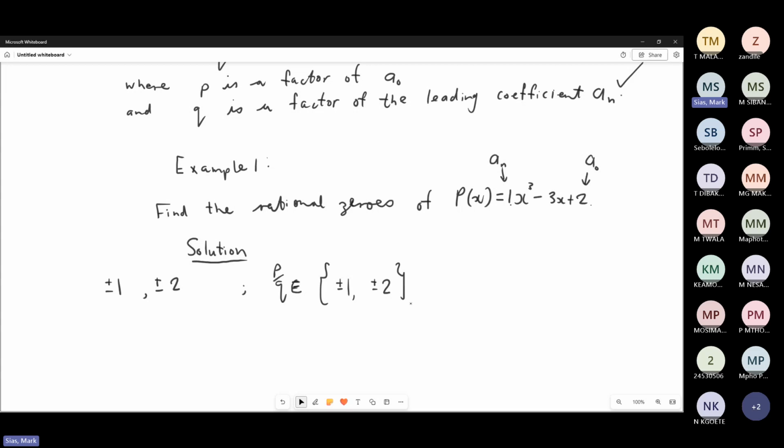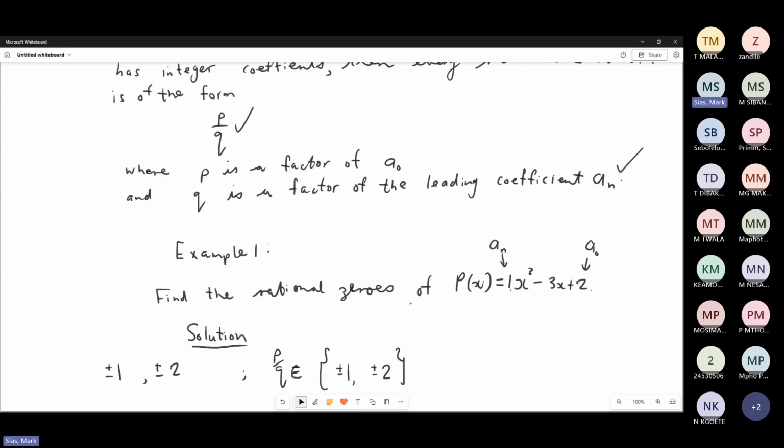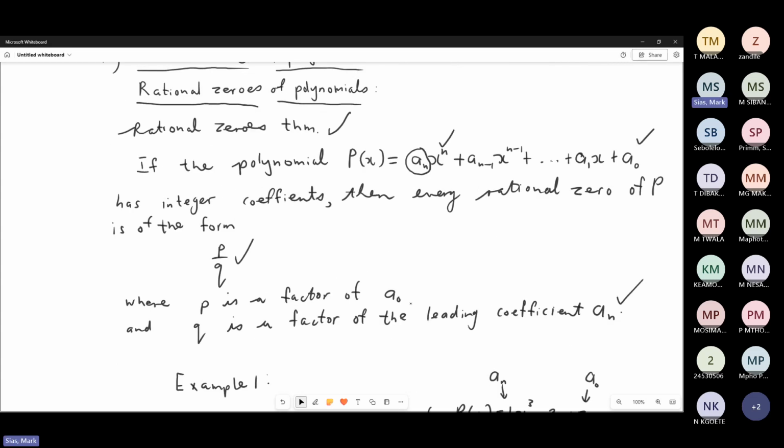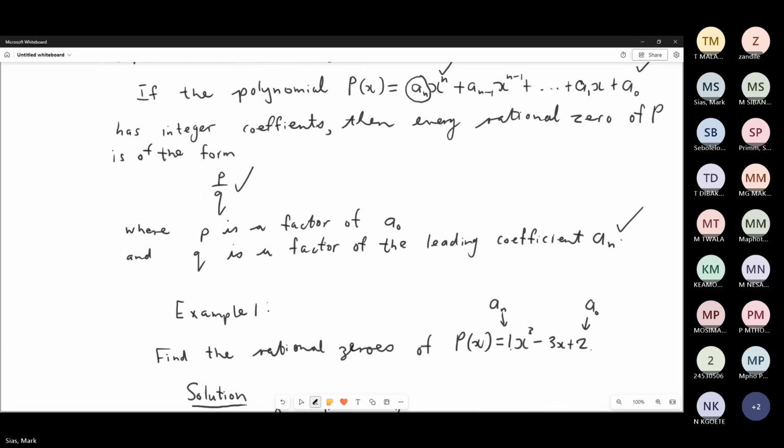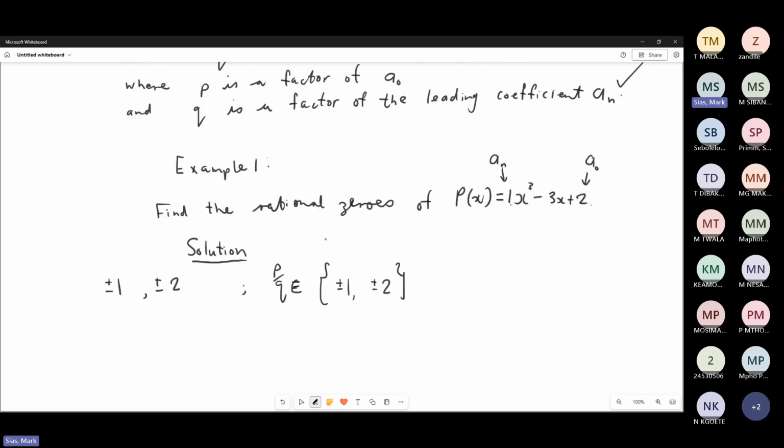Remember, guys, if you go back here, this is what the theorem is saying. So the form p over q, p is a factor of a naught, that's our 2. q is a factor of the leading coefficient an, which is 1. Factors of 2 are plus or minus 1, plus or minus 2. The factors of 1 is plus or minus 1. So they are the factors.